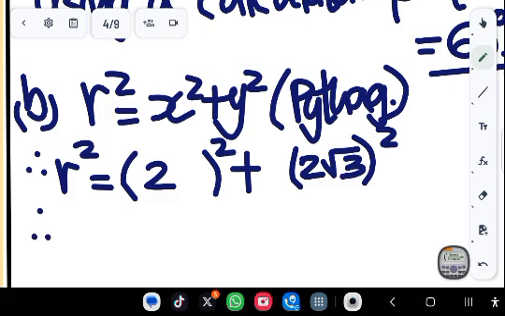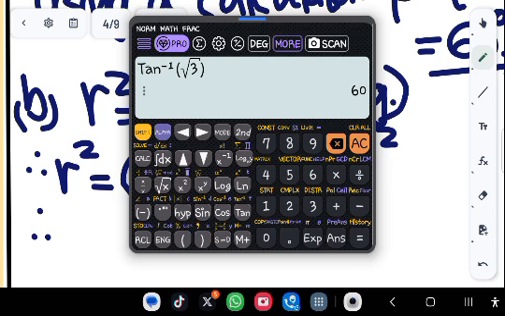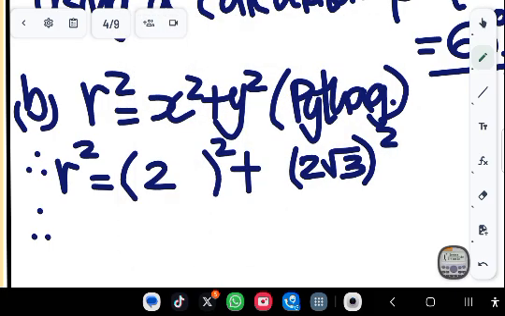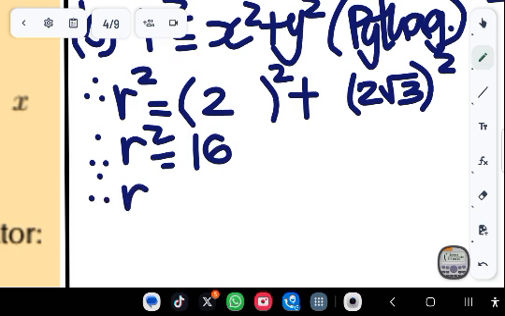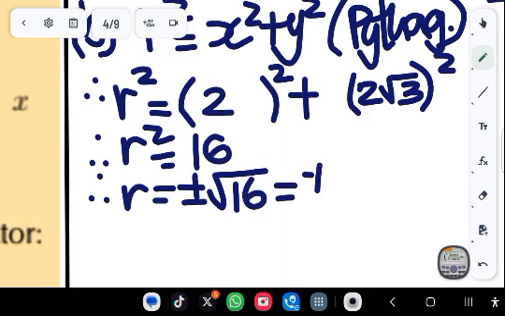Therefore, let's go. So 2 squared plus 2 root 3 squared, that gives us 16. Therefore, r squared equals 16, meaning that r equals plus or minus the square root of 16, which is equal to plus or minus 4.